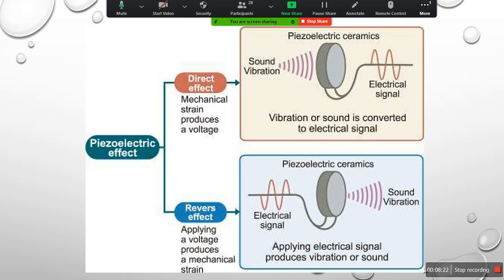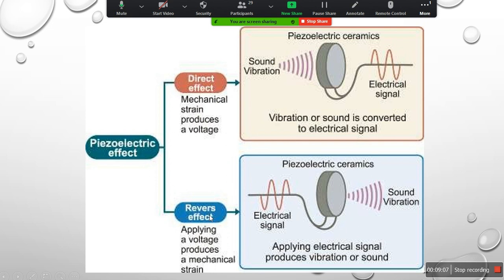Now I told you what the piezoelectric effect is. Here are the two types of effects: one is called the direct effect and the other is called the reverse effect. What do you mean by direct effect? As I told you, whenever you apply mechanical strain on the piezoelectric crystal, it produces a voltage. That is what is clearly given here. This is the sound vibration applied on this crystal, so that whenever continuous sound vibration is applied on this piezoelectric ceramic crystal, an electrical signal is immediately generated. This is called the direct effect. That means sound is converted into an electrical signal with the help of the piezoelectric crystal.